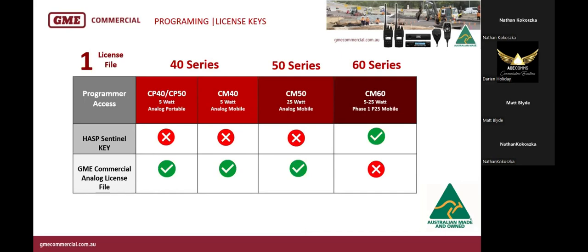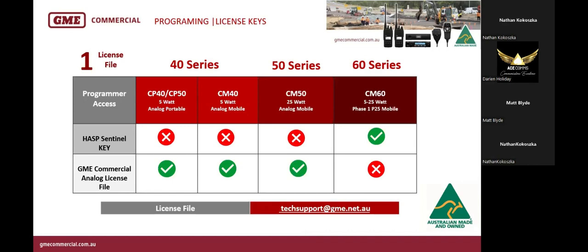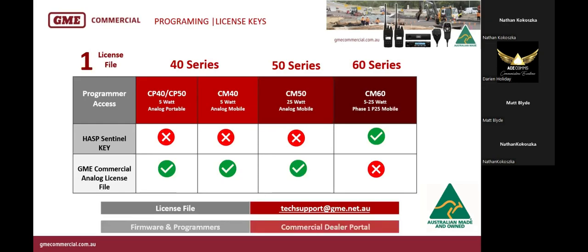The HASP key is now only used whenever you're programming a CM60 series. If you're getting a CM60 and you only want to run analog, you still need to have the HASP key to access the programmer. To obtain a license file, you can get that through tech support at gme.net.au, or you can go through ACE to request that on your behalf and they will make that request.